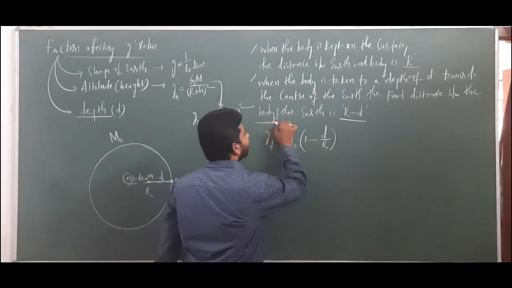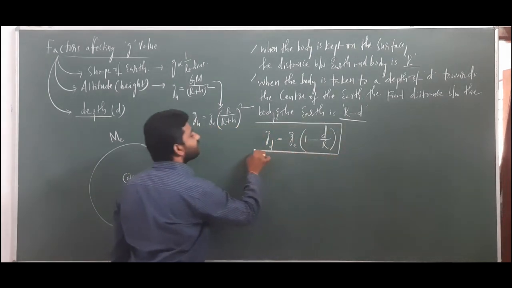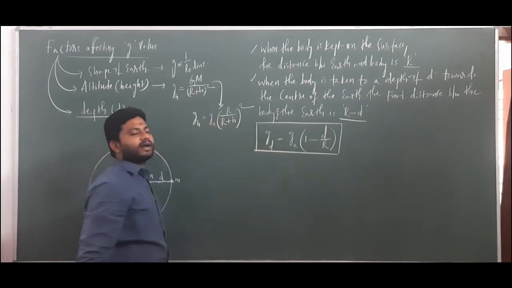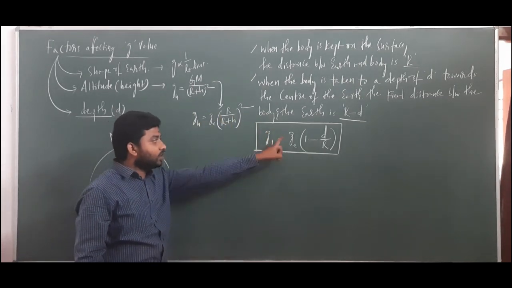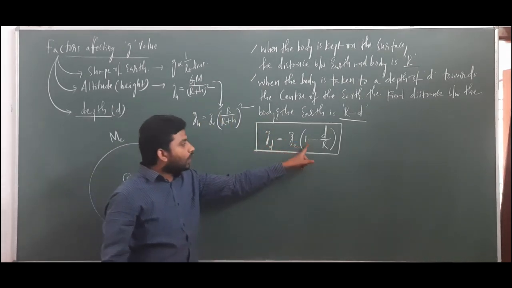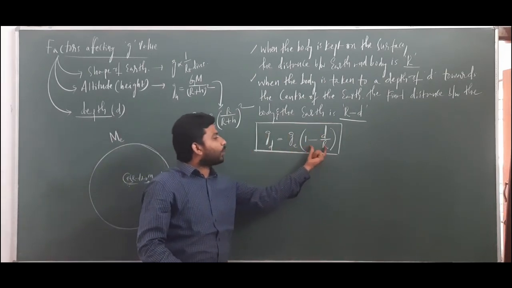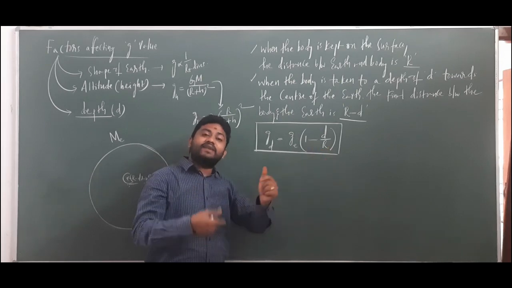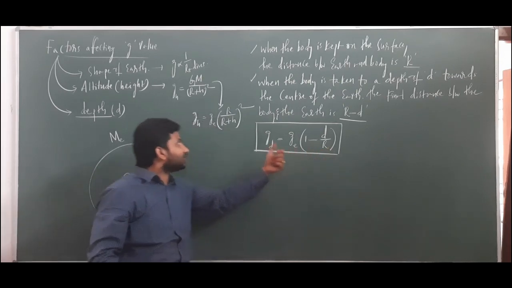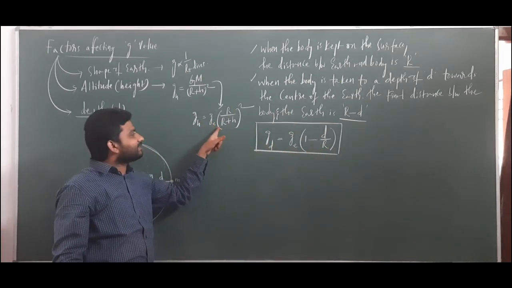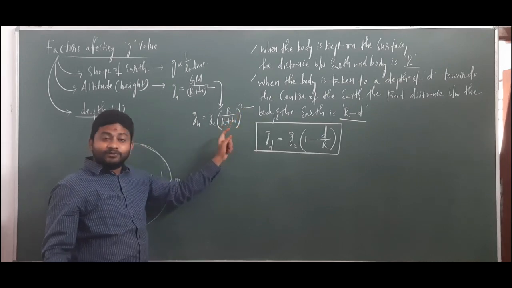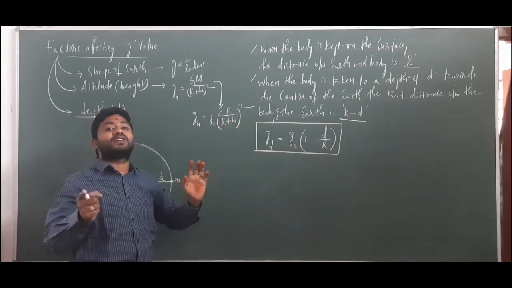See here, the very important famous equation for acceleration due to gravity at some depth, which is equal to g_e into 1 minus d by R. Some students will apply a square for this, but that's wrong. Why do they apply the square? Because for acceleration due to gravity at some height, there is a square. So you should not get confused between these.